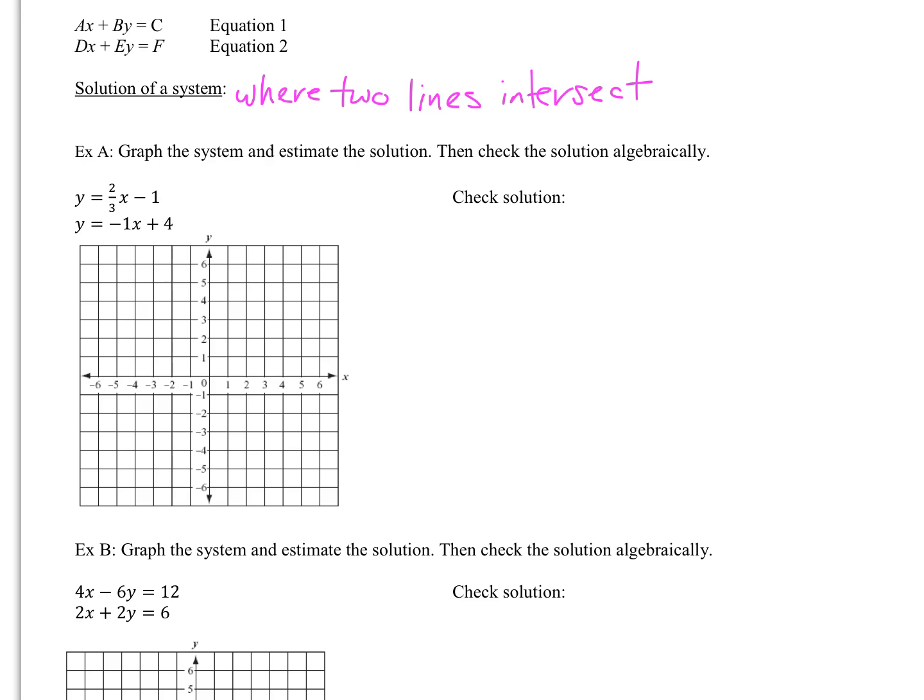So to graph this system, we just need to graph each line. For the first one, we'll have this be our pink one. Where does it start? Good. So I go to -1, put my point on my y-axis. Then where do I go from there? Up 2/3. Good. Up 2/3.